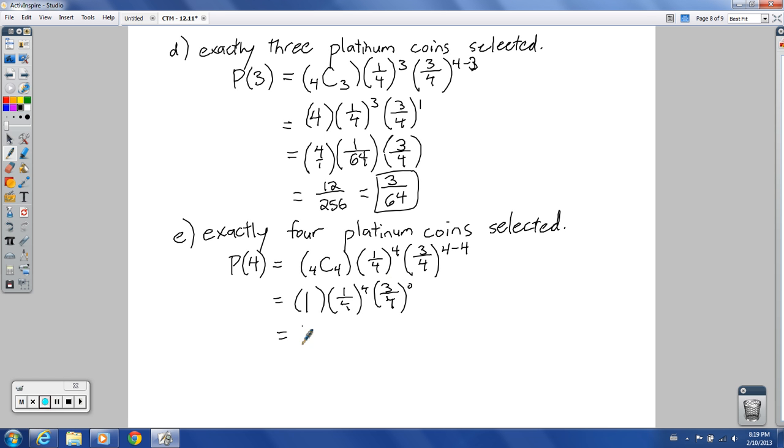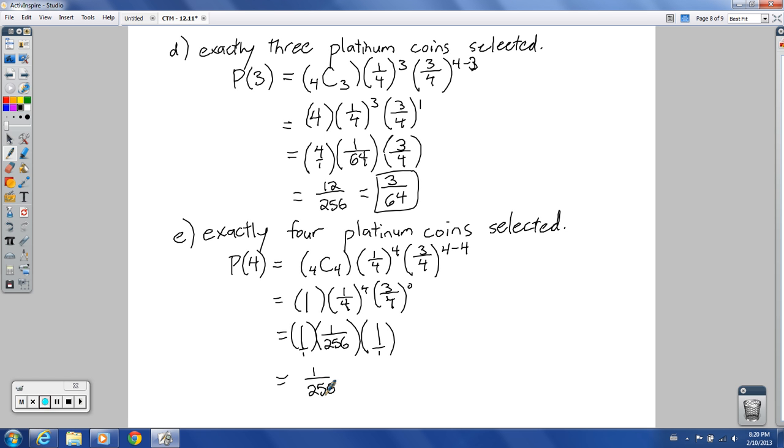So this becomes 1, it's a 4 right there, sorry, times, you could write it as 1/1 if we wanted to, 1, and this would be 256 on the bottom there. 3/4 to the 0 power, that's just 1. So you still have 1 times 1 times 1/256.